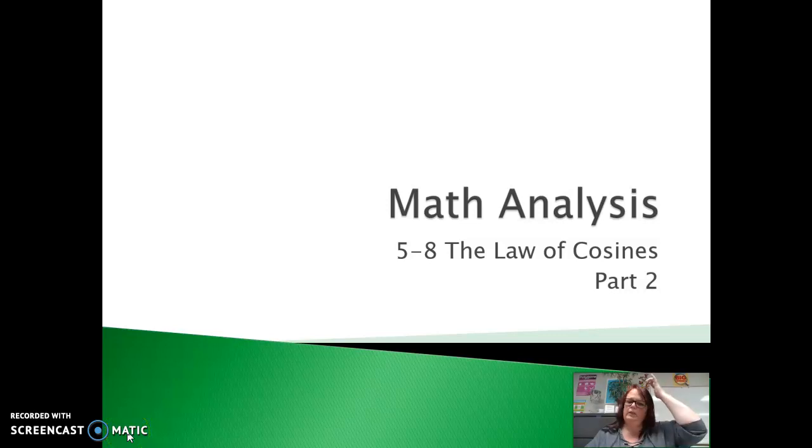All right, so we're going to be talking about the law of cosines part 2. We've gone over an example where we knew two sides and the included angle. Now we're going to go over the example of what happens if we just know all the sides and we don't know any angles. Can we still solve the triangle?